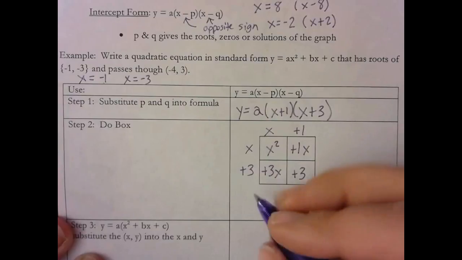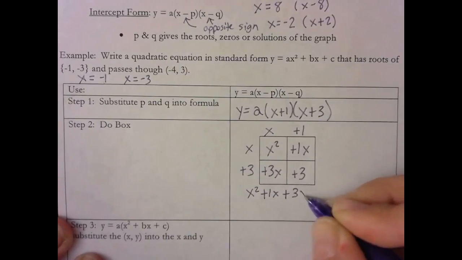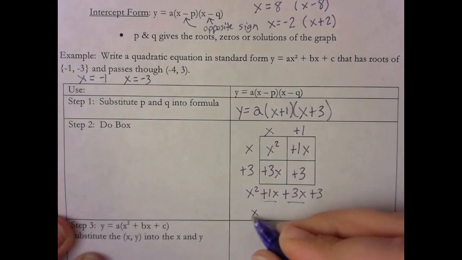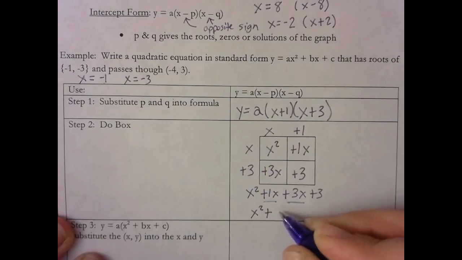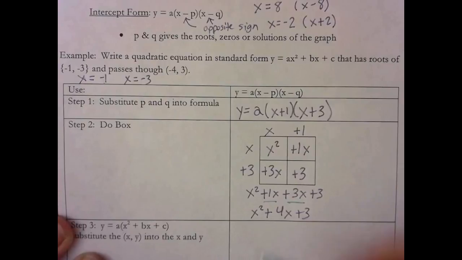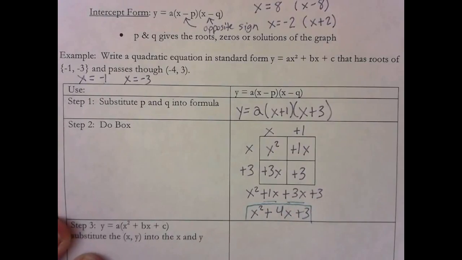All right, let's write out what we have. x squared plus 1x plus 3x plus 3. I see some like terms. So let's combine our like terms. We'd end up with x squared plus 4x plus 3. And this is going to be really important to us, so I'm going to box it. On to step 3.